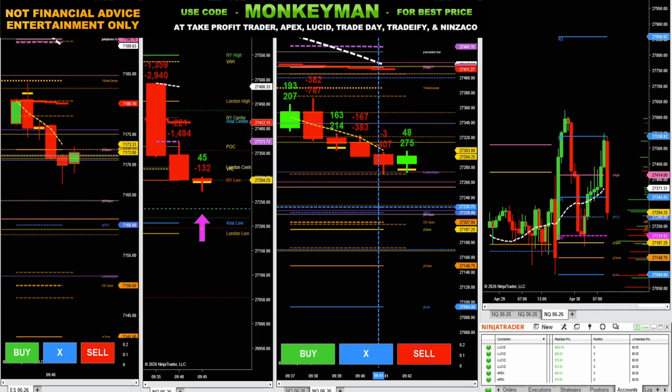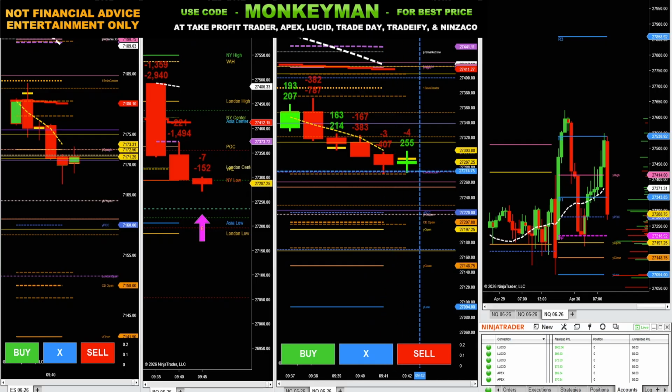Just got into another long. Check out the key level situation here. London Open and a 50% Wicks level. The London Open is from the key levels indicator. The 50% Wicks level is from the MMT 50/50.